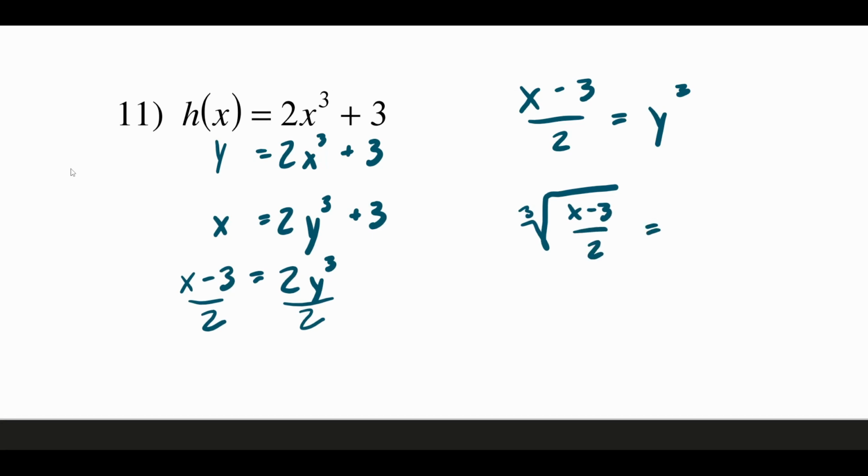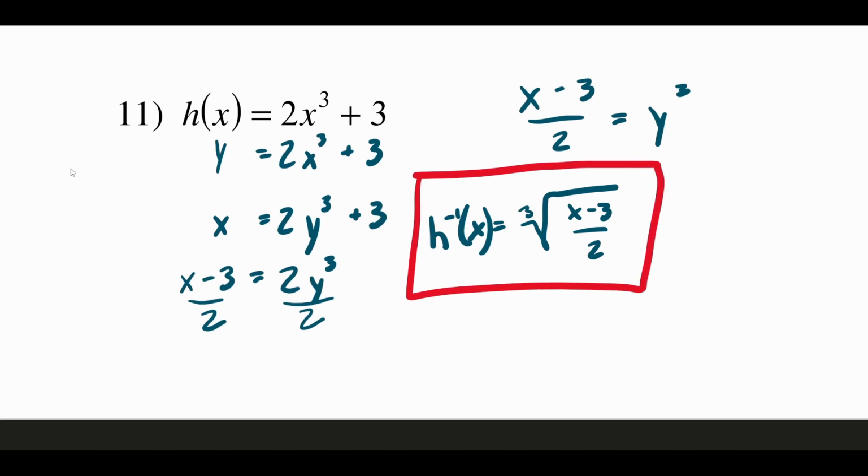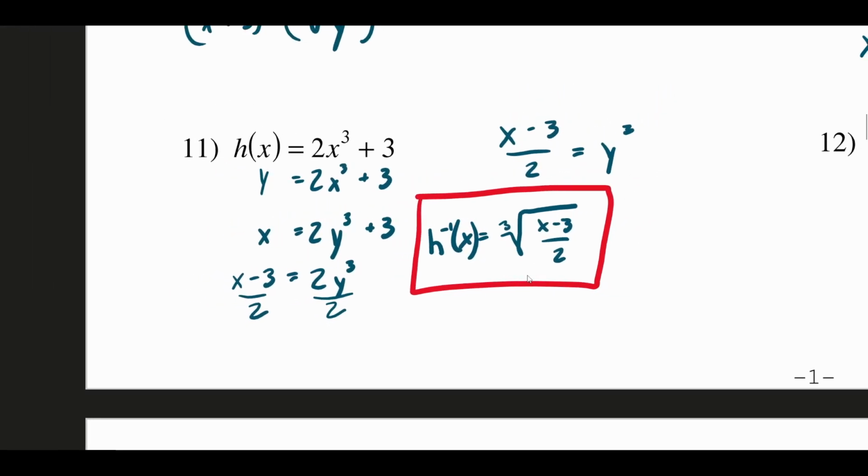And what exactly is y? We know that y is our inverse function, so the inverse of h of x. That inverse is equal to the cube root of x minus 3 over 2. Switching it out to function notation as that last and final step. Let's move on to number 12.